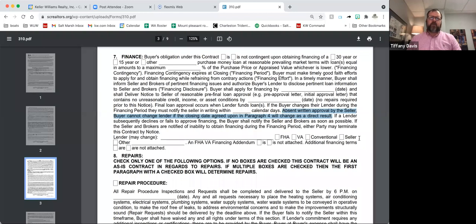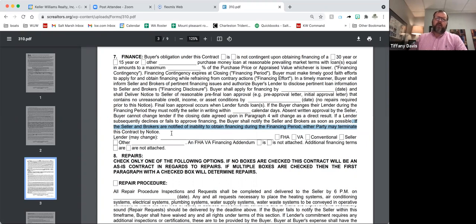If the seller and brokers are notified of the inability to obtain financing during the financing period, either party may terminate this contract by notice. Okay, so again, this is an important one because this has come up a handful of times. This actually just came up over the weekend. How this reads is, if either party is notified of inability to obtain financing during the financing period, either party may terminate this contract by notice.